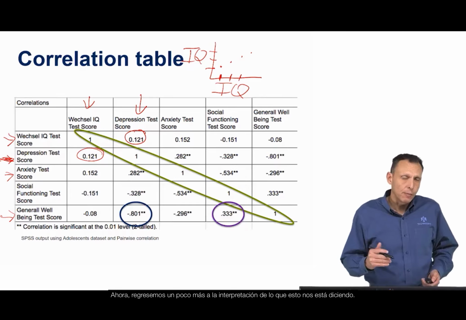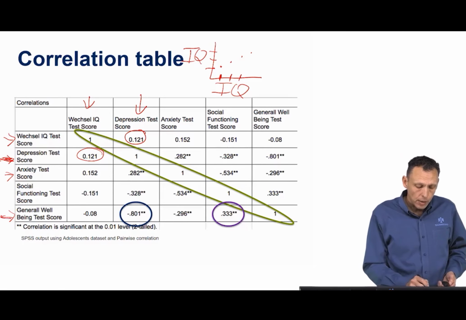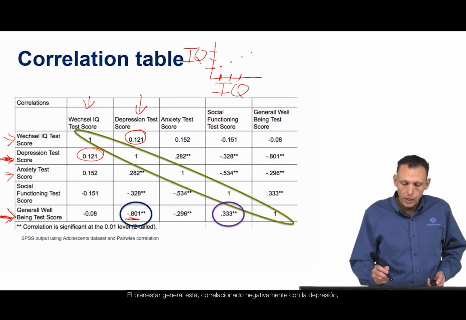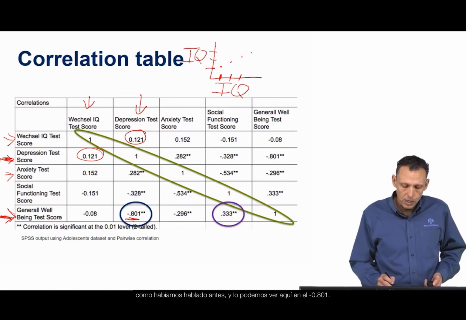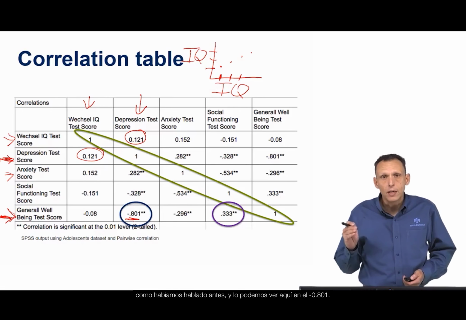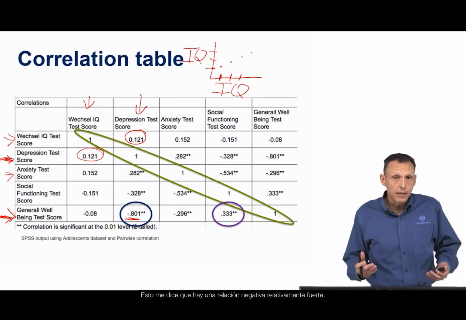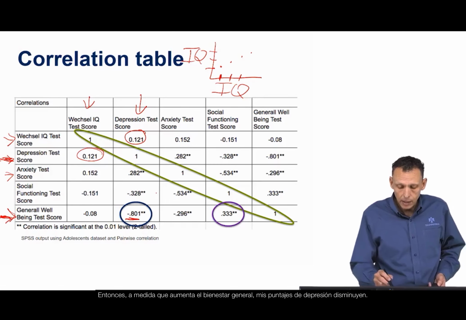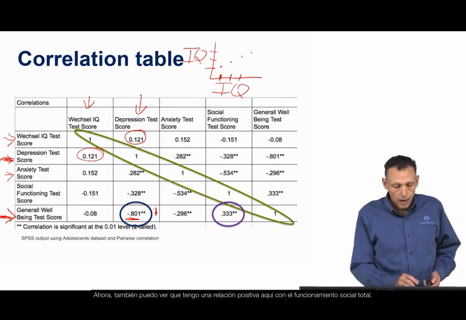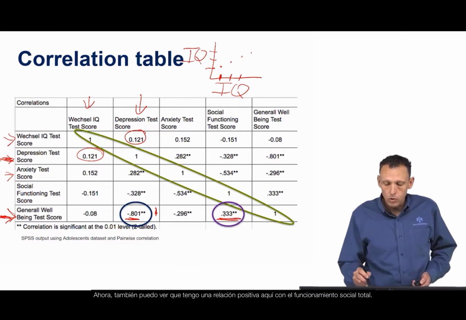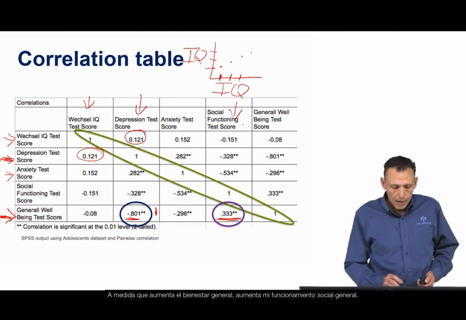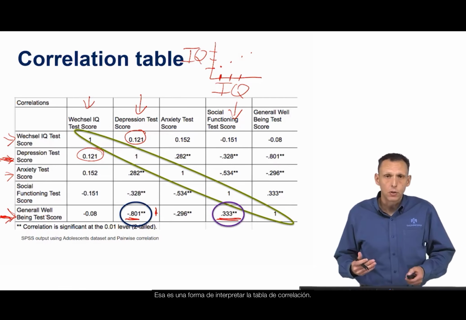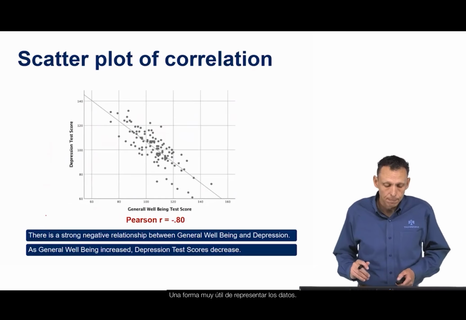Now, let's go back just a little bit more to the interpretation of what this is telling us. We were looking at general well-being as an example. General well-being is negatively correlated with depression, as we had talked about earlier, and we can see it here at negative 0.801. This is telling me that there's a relatively strong negative relationship. So as general well-being is increasing, my depression scores are decreasing. Now, I can also see I have a positive relationship here with total social functioning. As general well-being is increasing, my general social functioning is increasing. So that's a way to interpret the correlation table. Very useful way of representing the data.